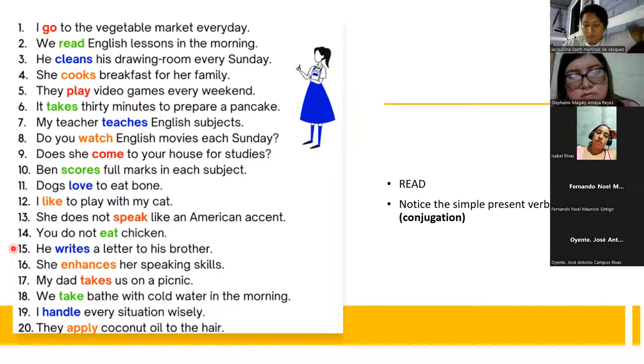Sorry, teacher. Yeah. A writes. He. Ahí sería he. Acordémonos. Ajá. Sorry. He writes a letter to his brother.